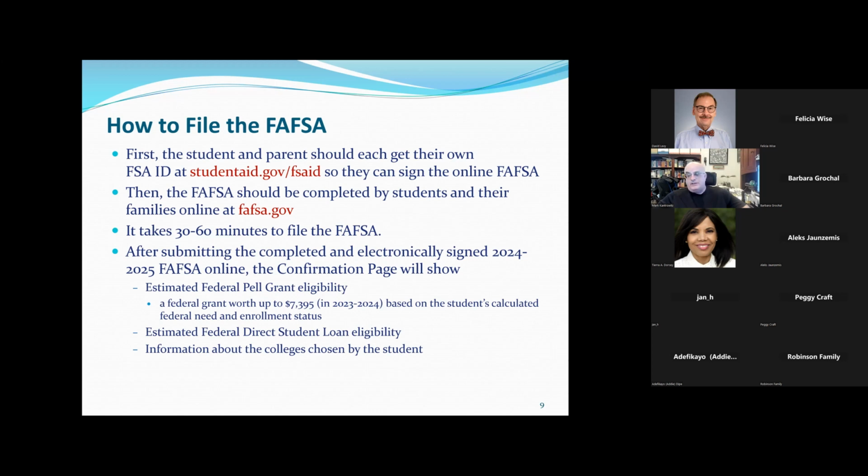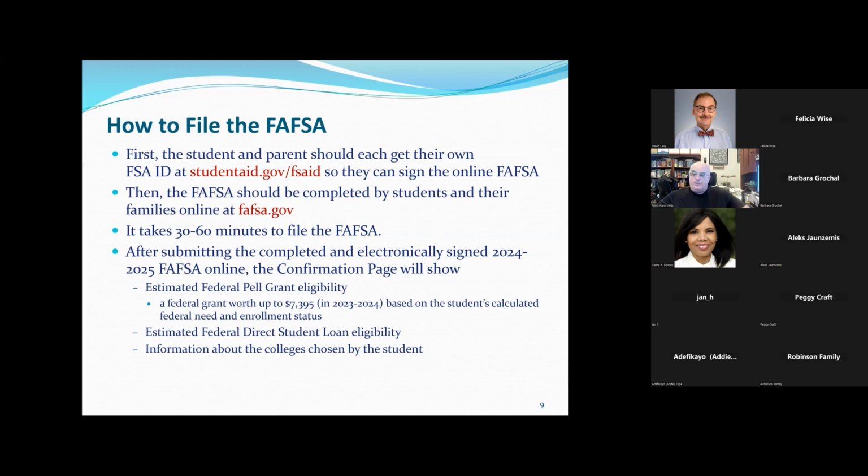When creating an FSA ID, it is important to list the student's name exactly as it is shown on the student's Social Security card. The online FAFSA will ask for the student's first and last name. For example, report Susan Jones, not Susie Jones or S. Jones, if Susan is the student's first name on the Social Security card. Otherwise, there will be a data mismatch.